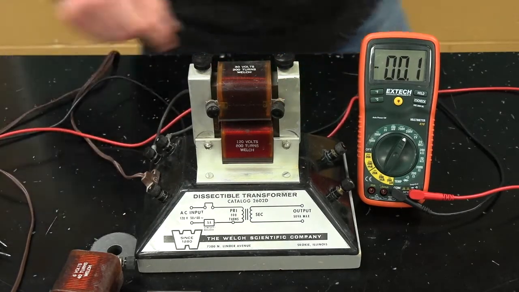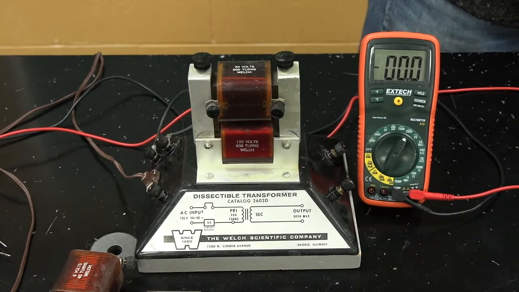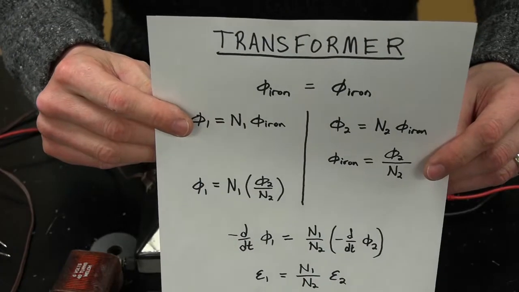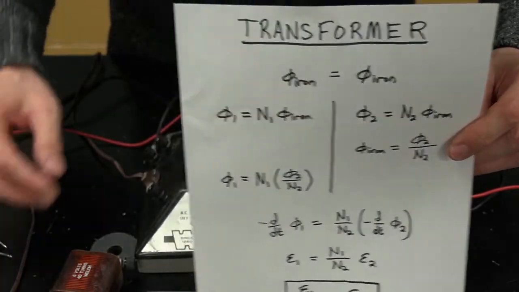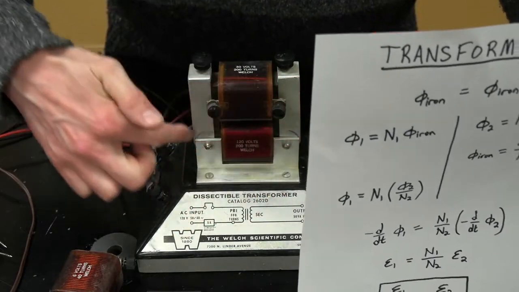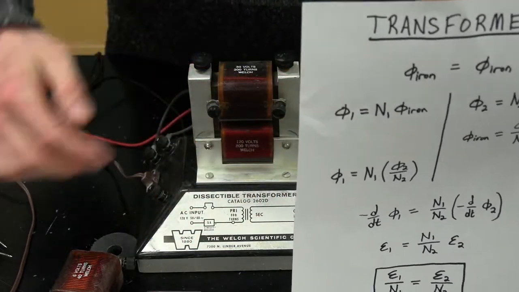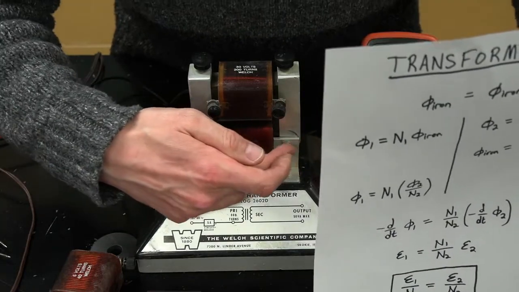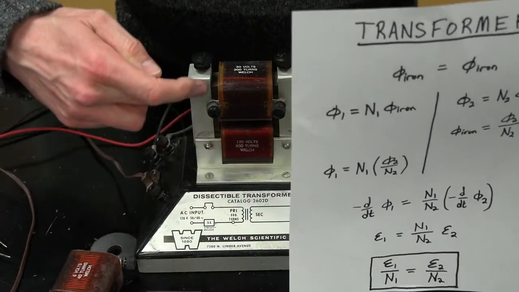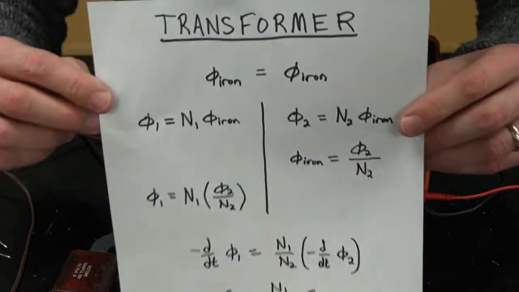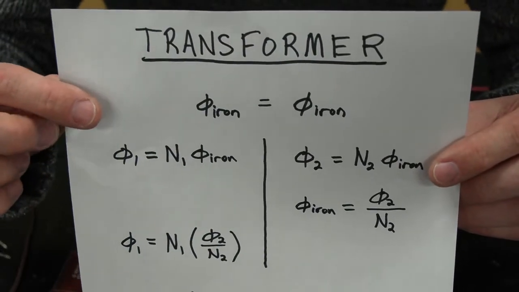Now, what's the physics behind this? Well, here we are, transformer. What we can say is that the magnetic flux going through this iron is constant because you could think about some magnetic principles, but whatever magnetic field comes out of this coil gets piped around here. So they have the same ultimate magnetic flux going through the iron.